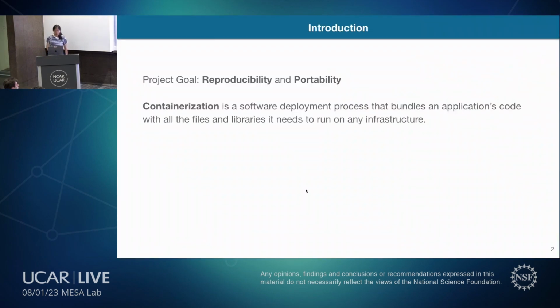Okay, first, let's start with why we need containerization. Because we know that science applications are very powerful, but meanwhile, they have very complicated dependencies and may run on heterogeneous architectures. So it turns out that the installation and building process is not a trivial task for both the developers and the users. So our project goal is reproducibility and portability. That is why we need containerization.